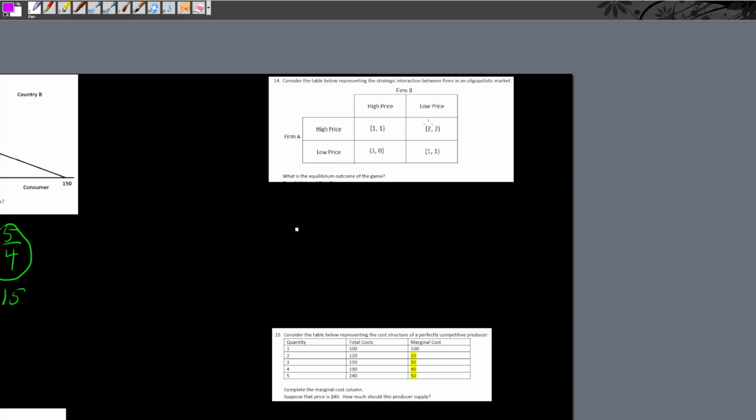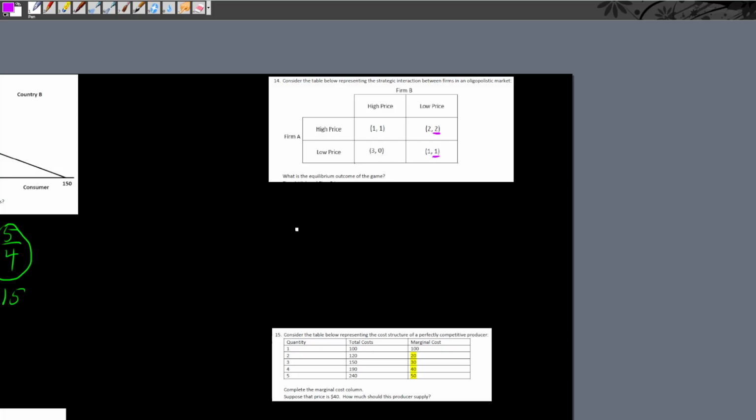Then the best response of firm B would be to choose low price, right? Because they would prefer a profit of 2 to a profit of 1. Assuming firm A chooses low price, then firm B would also choose low price because they'd prefer a profit of 1 to a profit of 0.